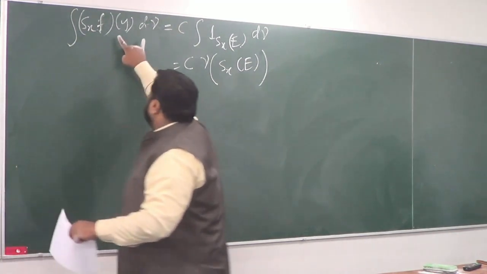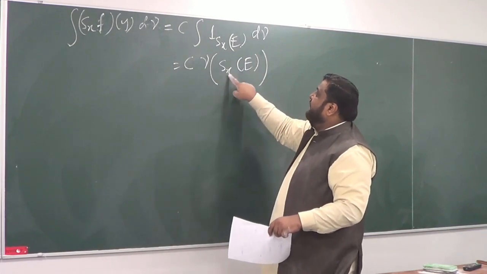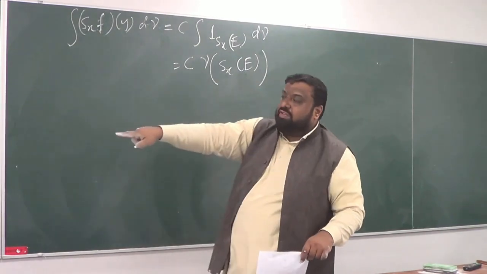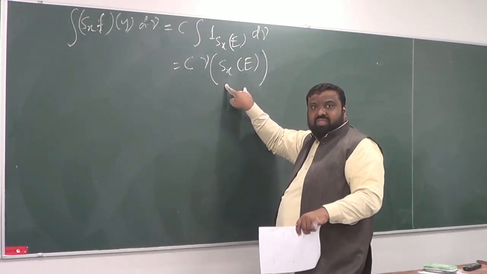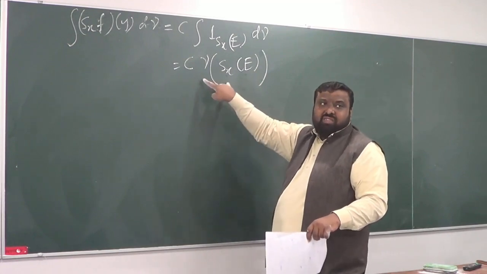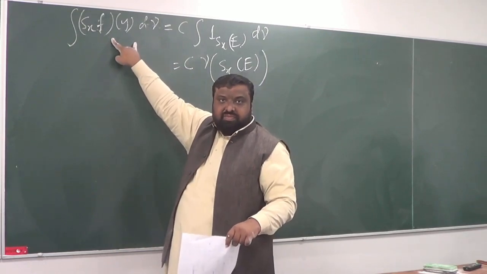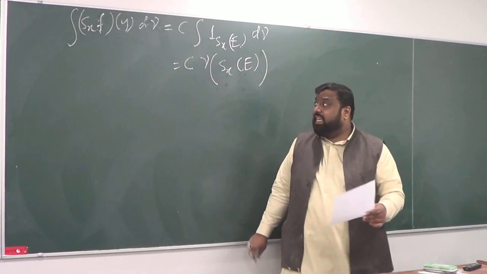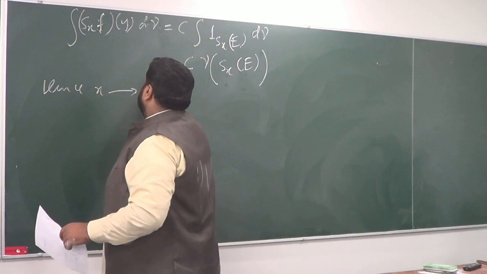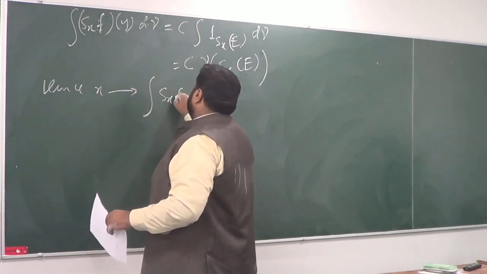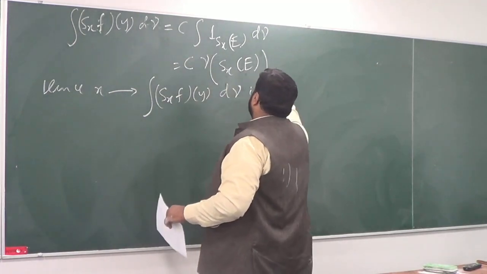Now think about it. I just showed that the integral of this is equal to the c of Sx of E, and the E is from the product sigma-algebra. So this is measurable, and you multiply it with the number, still measurable. So this integral is measurable. Okay. Hence I can conclude that x into this integral of Sx f with respect to y d nu is measurable.